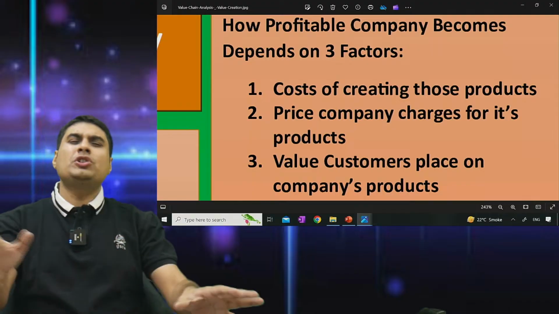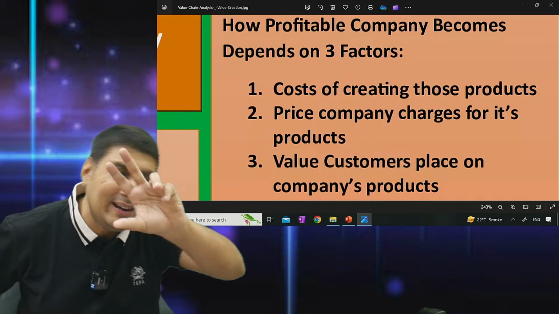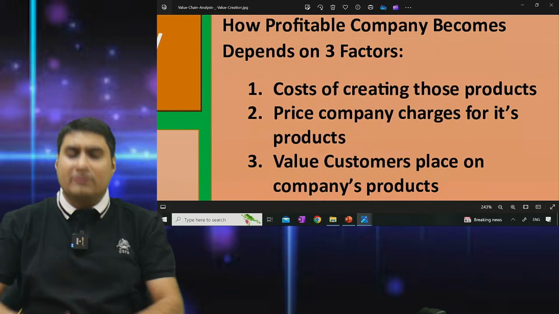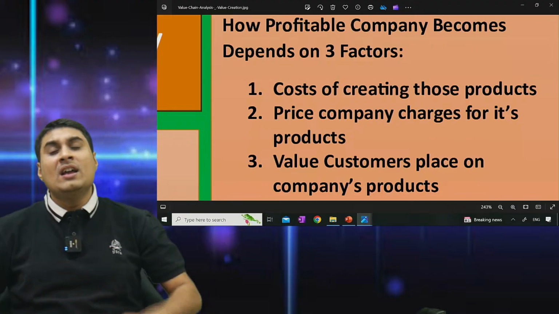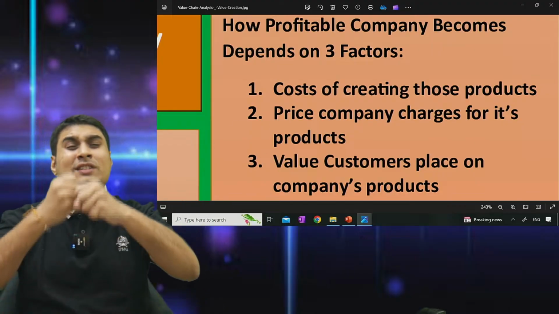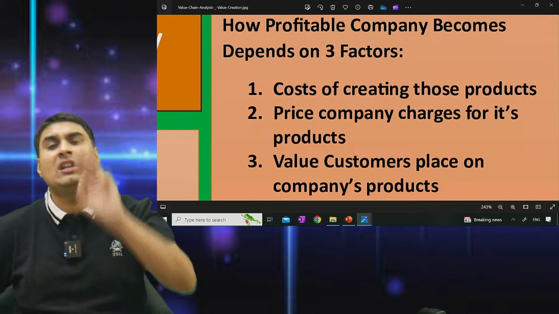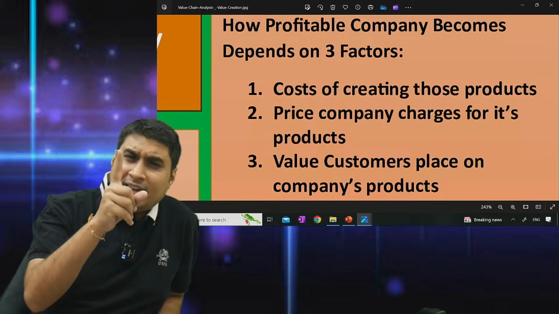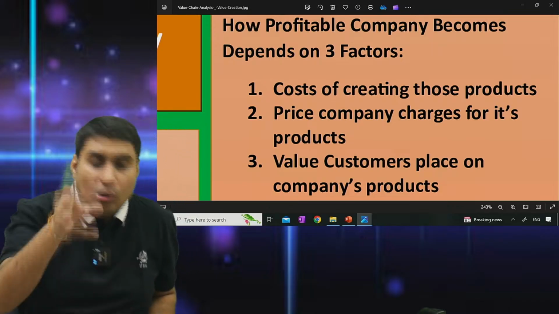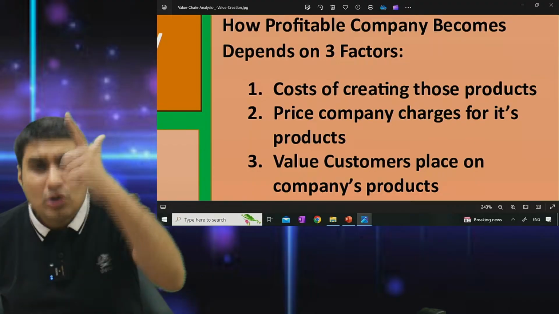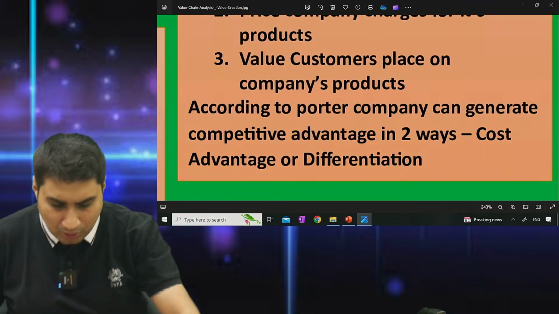Whatever your cost, people are least concerned with it. How much you charge, maybe they are a little concerned, but what are they most concerned with? The value they place. If it's giving them value, they will pay unlimited money. If it's not, even if you sell for free, they will not buy. How profitable a company is depends on 3 factors: the cost of creating the product, the price the company charges, but most important, the value the customer places on the product. Are you clear?